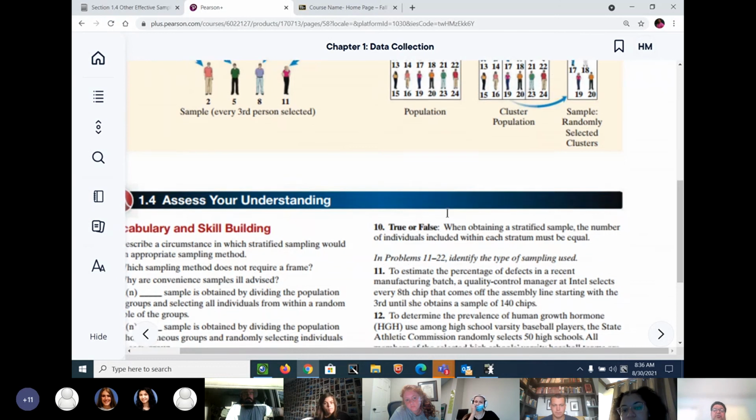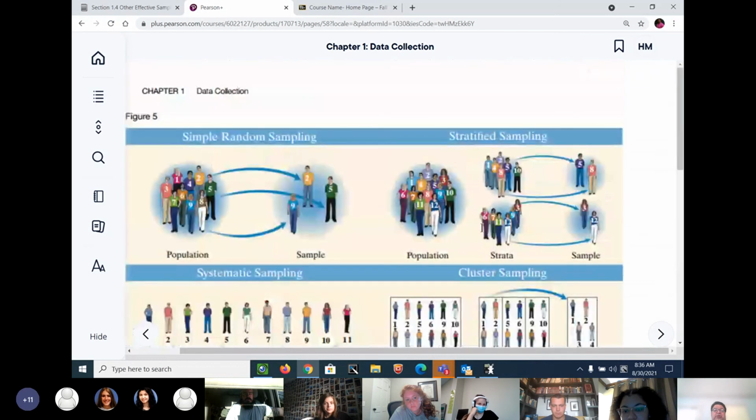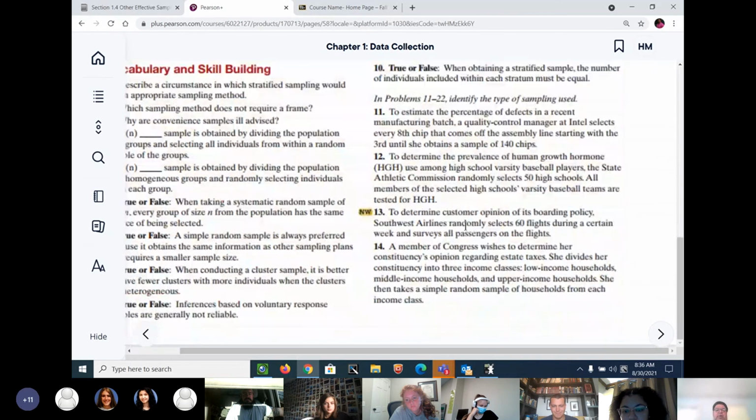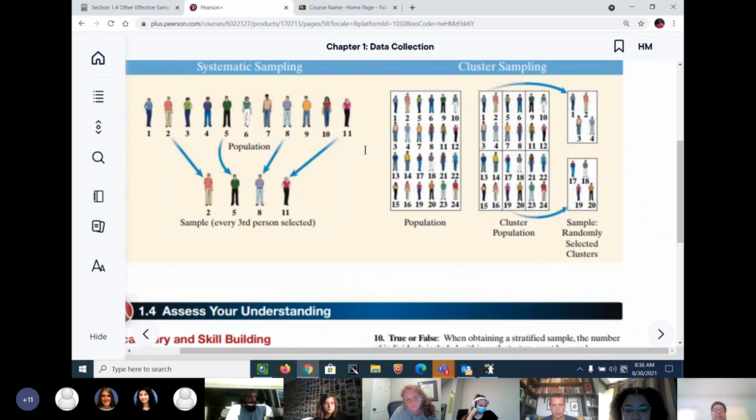God, they spent a whole section on one little concept. That was a waste. Okay, so I think that's it for chapter 1, isn't it?